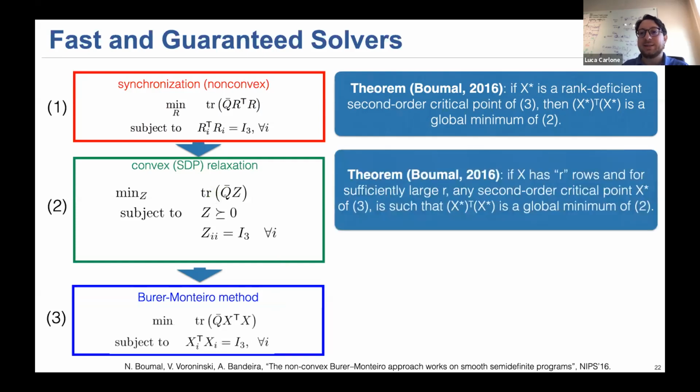And Bumal also said that if the number of rows in this matrix X is large enough, any second order critical point will be a global minimum of 2, okay? So if you make X large enough, you can try to solve with a local solver this Buehler-Monteiro method, and you will always get a solution to the SDP relaxation.